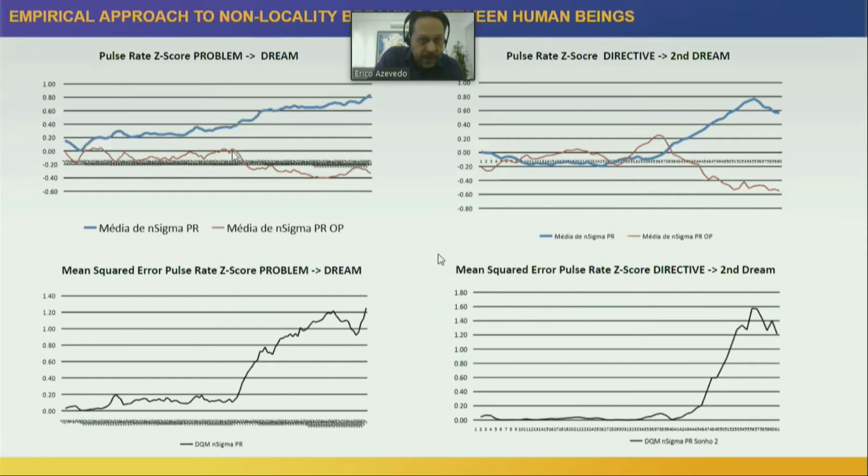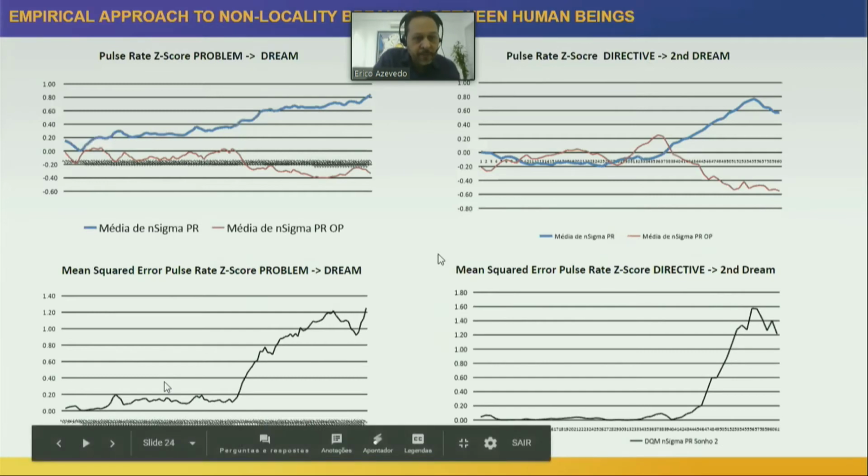In the middle they start to tell the dream. Somewhere in the middle, the person talks about his dream. The first half is the telling of the problem. As you see here, in the bottom left side, we have one signal minus the other, squared. It's called mean squared error.